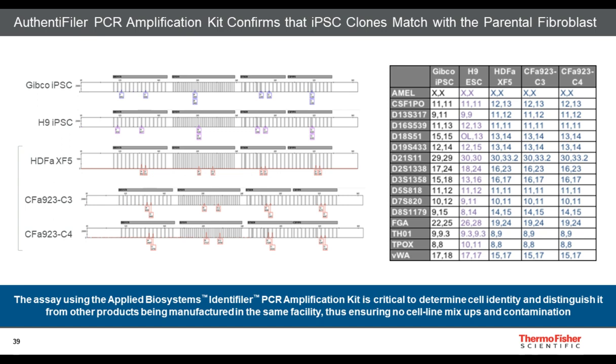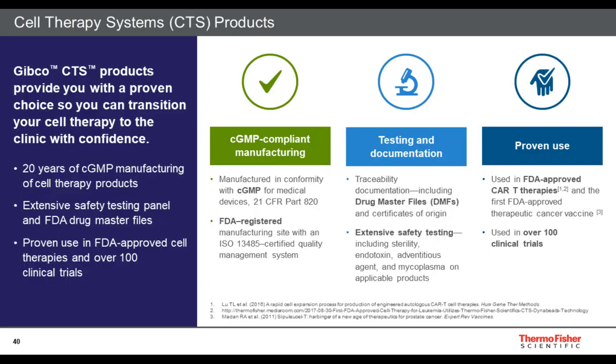So this assay, using the Applied Biosystems Identifiler PCR amplification kit, it's critical to determine that cell identity and distinguish it from other products being manufactured in the same facility. This helps you ensure there's no cell line mix-up or contamination when you're making these PSC clones.